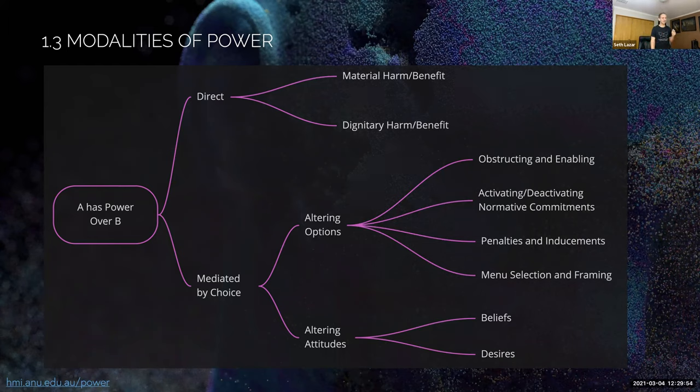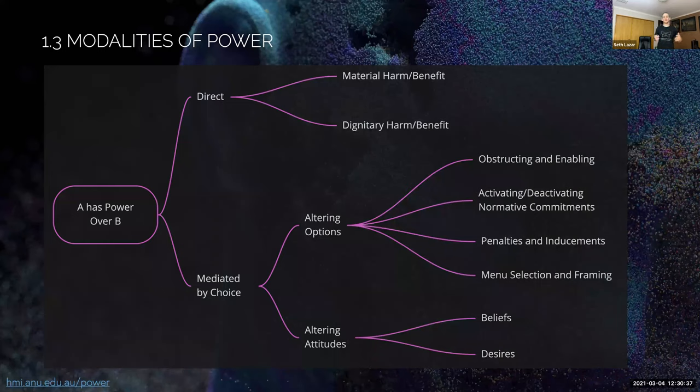This relates to the question of activating and deactivating normative commitments. This is effectively the same as obstructing and enabling, but instead of putting in place physical obstacles, you're putting in place moral obstacles. Instead of removing obstacles, you're removing moral obstacles. So suppose someone has made a plan to meet you for lunch tomorrow, and they call you up and say, oh, I think I can't make it. You can release them from that obligation. So you can make an option that was normatively unavailable available to them by deactivating a normative commitment.